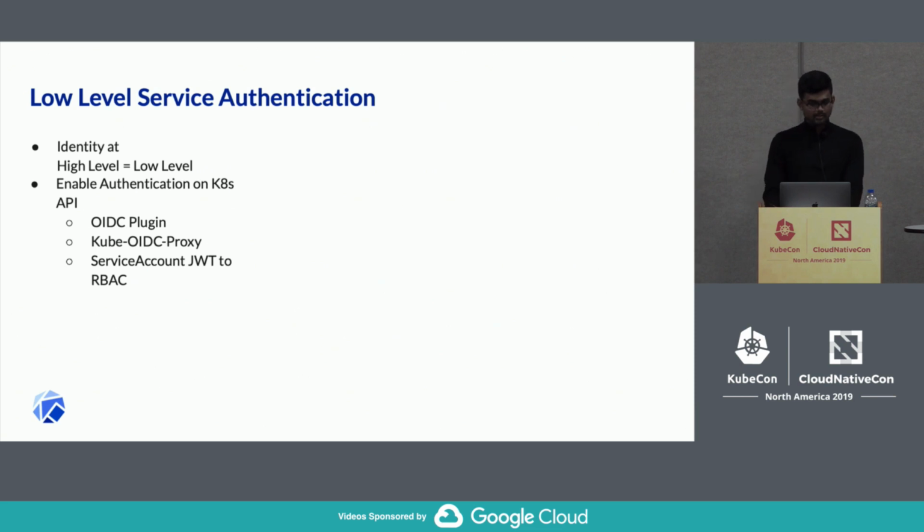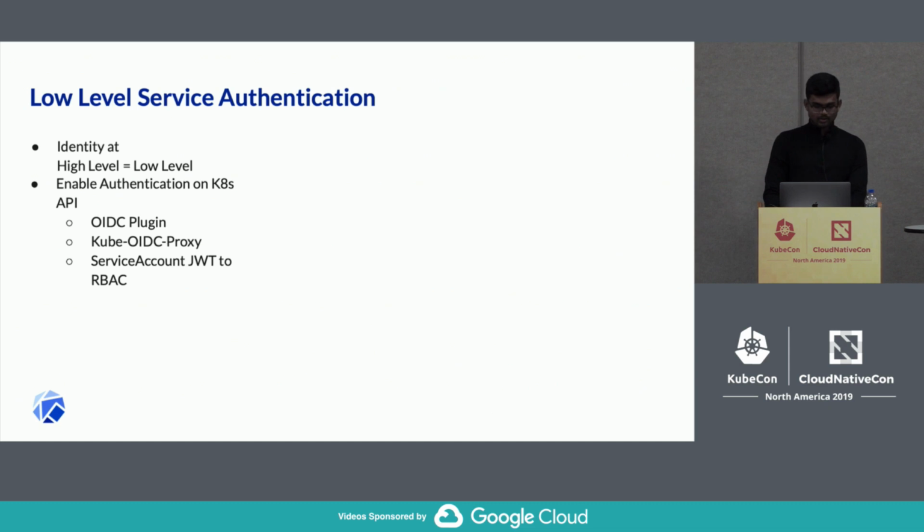So there are three methods to achieve this, to enable authentication on the Kubernetes API level. One is the OIDC plugin, which is straightforward. Just configure your Kubernetes API configuration, and you're all set. So this works on on-premise servers. There are two other methods called kubeOIDC proxy and service account JWT to RBAC. These two methods work on managed clusters as well, and Yannis will later speak about them.